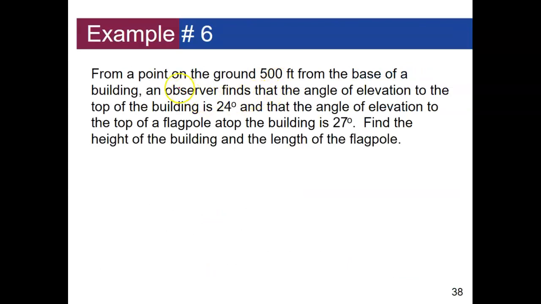Okay, so looking at another one: from a point on the ground 500 feet from the base of a building, an observer finds that the angle of elevation to the top of the building is 24 degrees and the angle of elevation to the top of a flagpole atop the building is 27 degrees. Find the height of the building and the height of the flagpole.